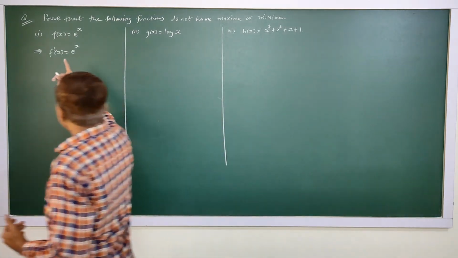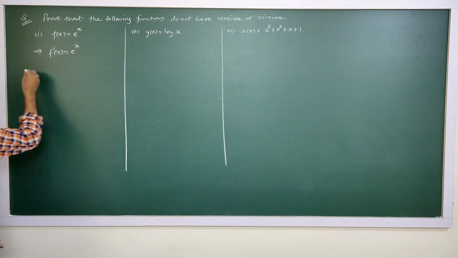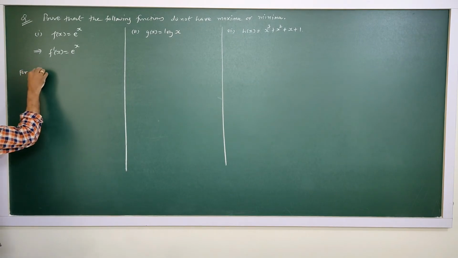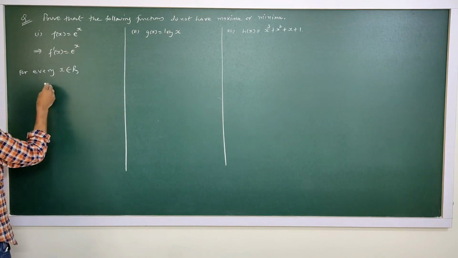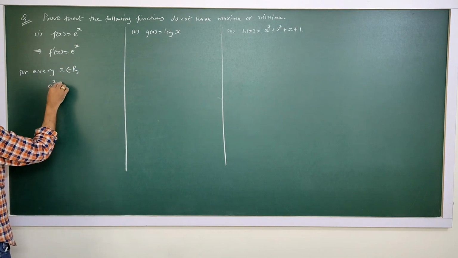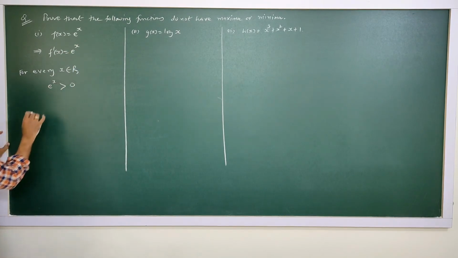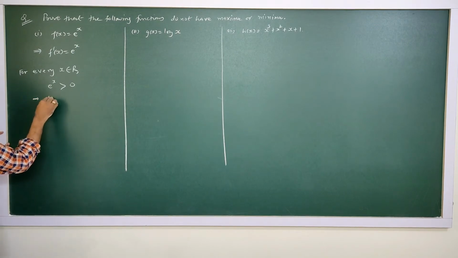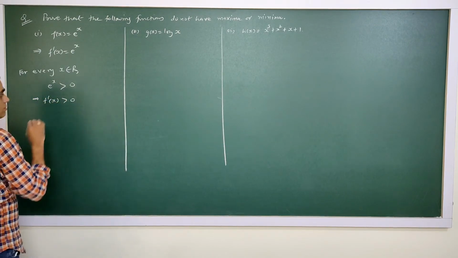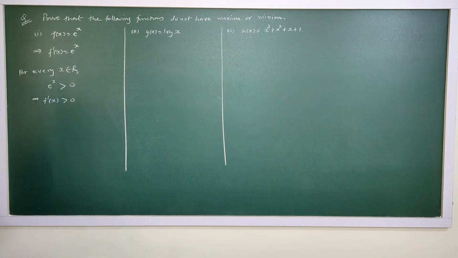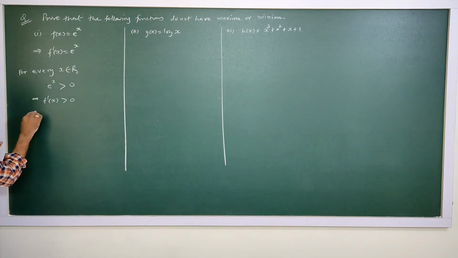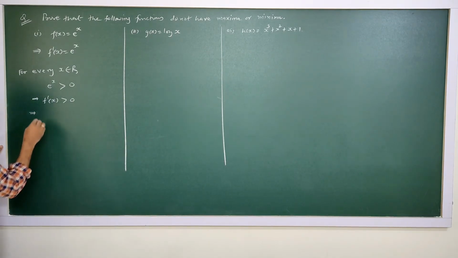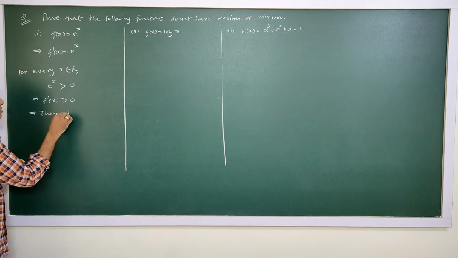But here, f dash x is e raised to x, and for every x belonging to R, e raised to x is always positive, so f dash x is always positive. f dash x equal to 0 is not possible. So here, f dash x equal to 0 does not have a solution.